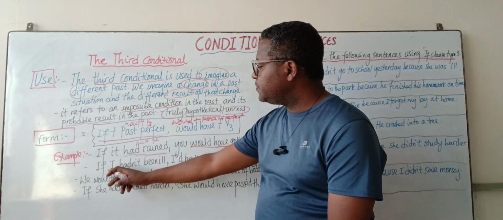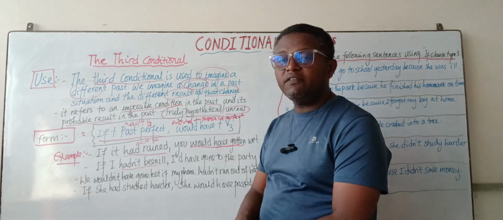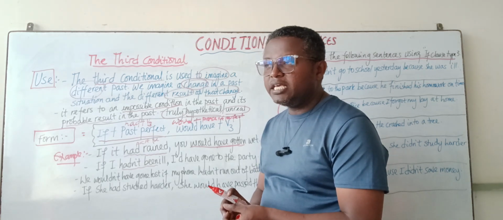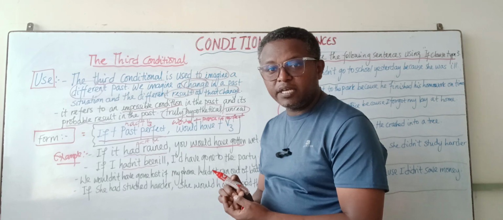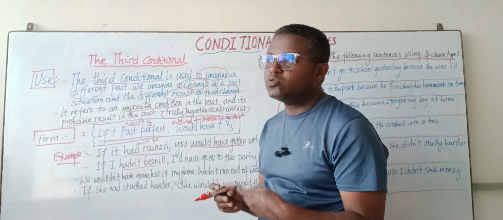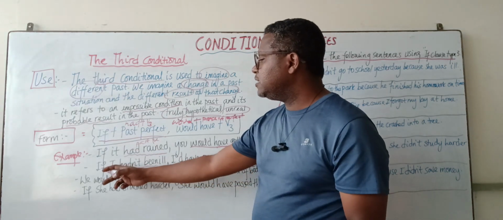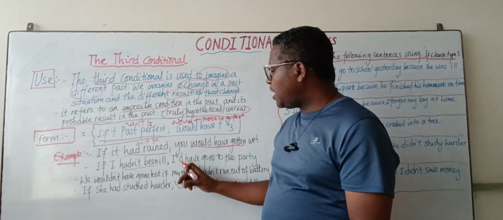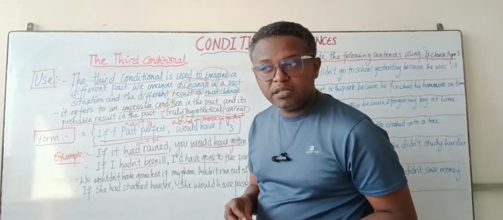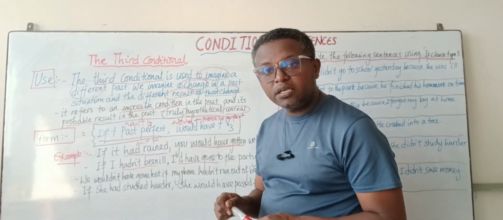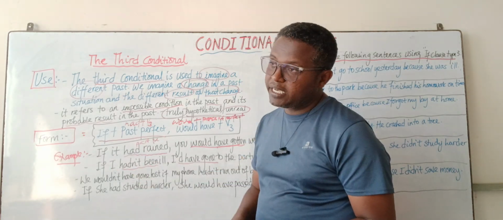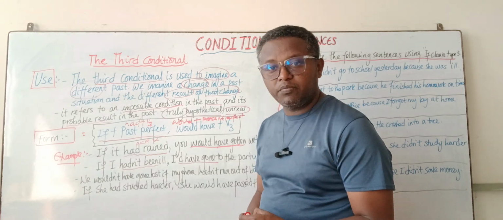Then the next example: if I hadn't been ill, okay, let's think about this person. He had been ill and he missed something, right? So he wanted to tell us his regret. He's saying that if I hadn't been ill, I would have gone to the party. So this person missed the party. Why? Because he was ill or sick, right? So he is telling us, if I hadn't been ill, I would have gone to the party.